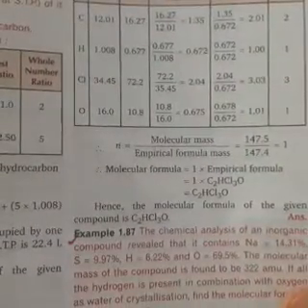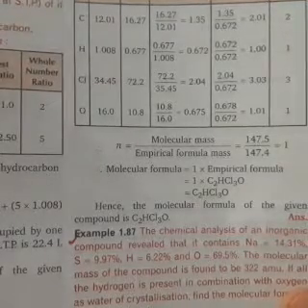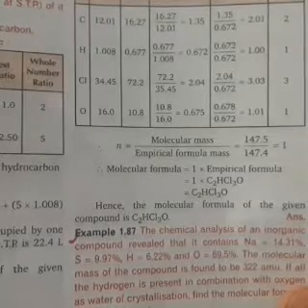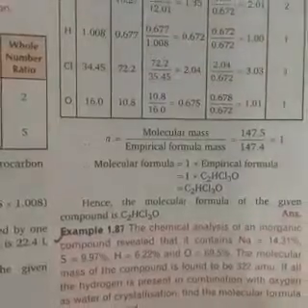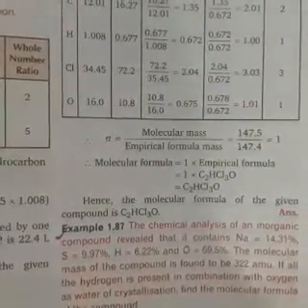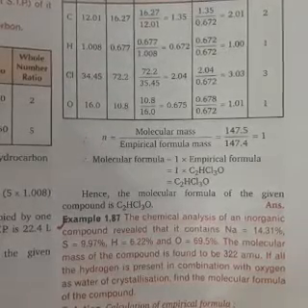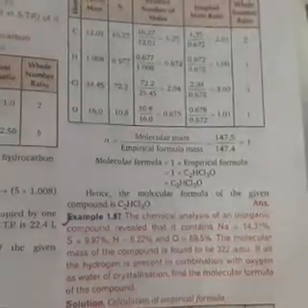Now the N value is molecular mass divided by empirical formula mass. Clear? The molecular mass is 147.5, and the empirical formula mass we have calculated is also about 147.5. So the N value is 1. Molecular mass and empirical formula mass are both the same. Clear? So hence the molecular formula of the given compound is C2HCl3O.